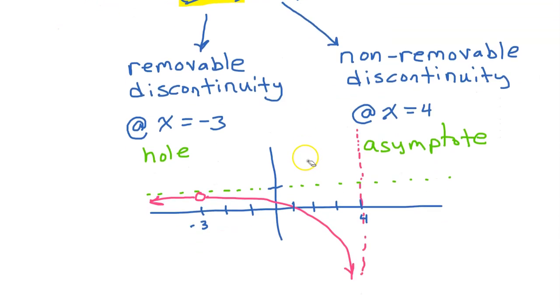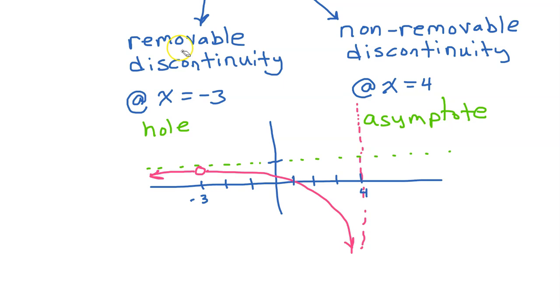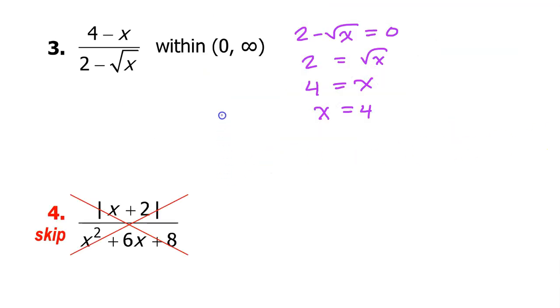So another way to think about the difference between a removable discontinuity and a non-removable discontinuity is this. When you have a removable discontinuity, it's just a hole in the curve. So the limit as you approach from the left and the limit as you approach from the right are always going to be the same because it's just a hole. So technically, in order to figure out if this is a removable discontinuity, we have to investigate the limit as x approaches 4.